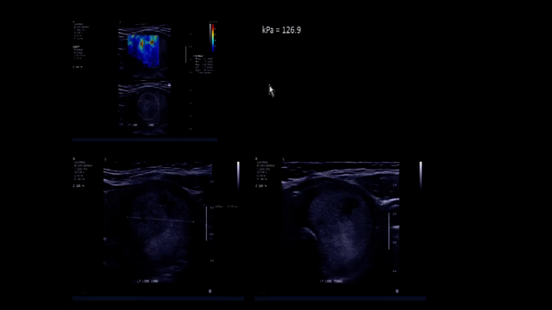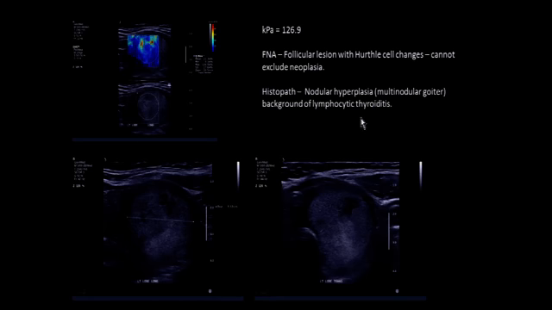So here's a large lesion. When you look at the color image, it does have some high stiffness areas in it. Maximum kilopascal value of 126.9, but the fine needle aspiration showed a follicular lesion with Hürthle cell changes. The cytopathology said could not exclude neoplasia, and so the patient was operated on, a hemithyroidectomy was done, which showed that this was a nodular hyperplasia, multinodular goiter with a background of lymphocytic thyroiditis.